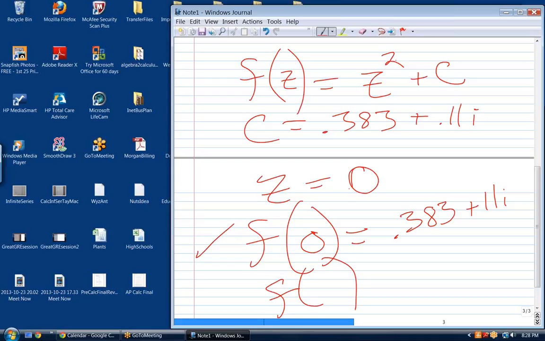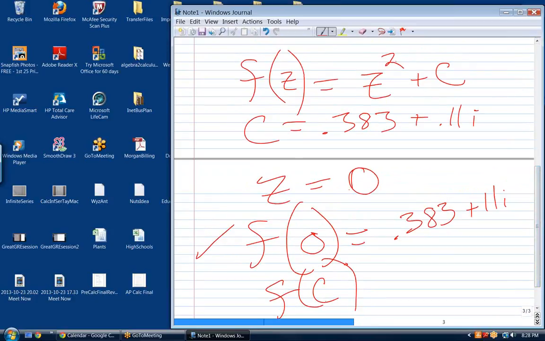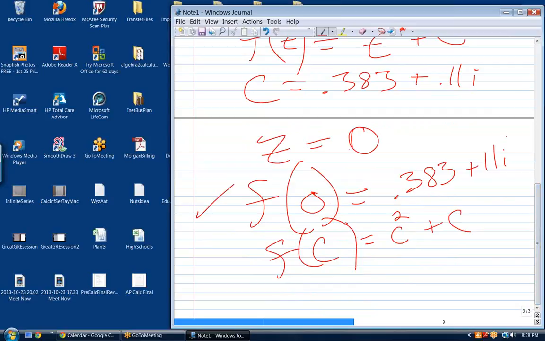Yeah, it's talking about when you get your first output, because we did the first part right, where it's just c. But then c becomes your next input value. Ah, so now we want f of c. Okay, I know how to do that. Remember that when you're taking a function, whatever is in the parentheses, you substitute for z. So what I have is c squared plus c. And c squared is that squared.